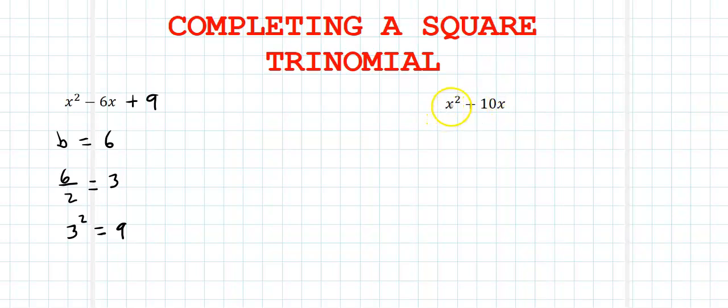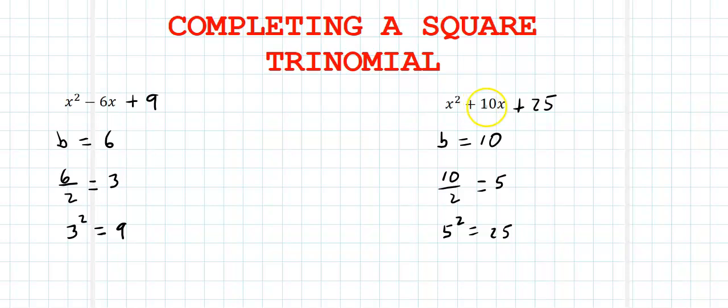If we have x to the second power plus 10 times x, the term b is equal to 10, and we divide 10 divided by 2 is equal to 5, and 5 to the second power is 25. So the third term is 25. And the perfect square trinomial is x to the second power plus 10 times x plus 25.